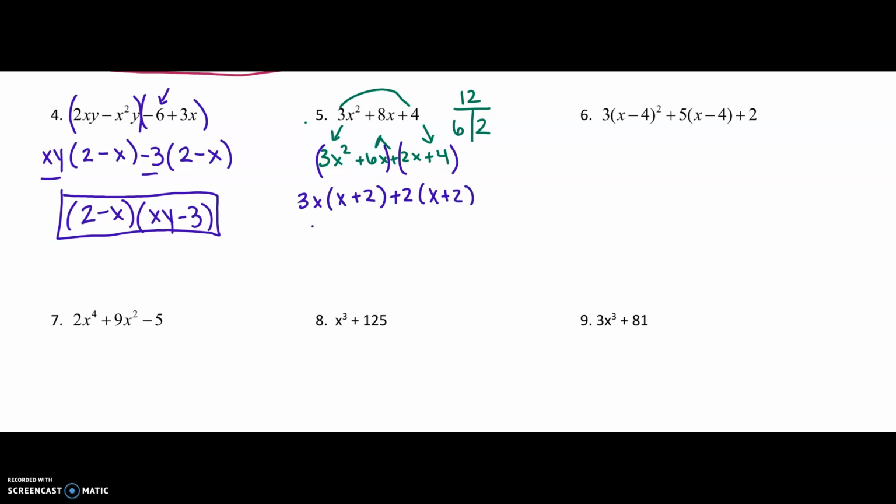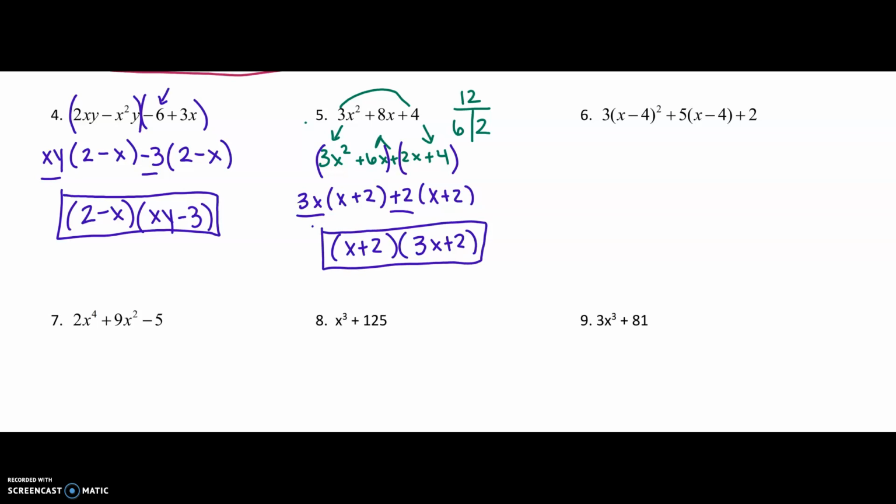Because my parentheses match, x plus 2, that's one factor. And then the GCFs on the outside is the other, 3x plus 2. I do not have a difference of squares or a GCF in either of my factors, so it is complete.